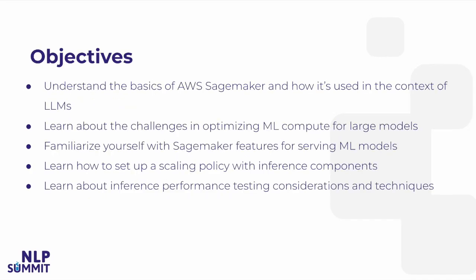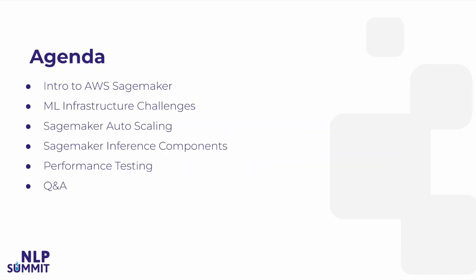The objectives for today are to understand the basics of AWS SageMaker and how it's used in the context of LLMs, learn about the challenges in optimizing ML compute for large models, familiarize yourself with SageMaker features for serving ML models, learn how to set up a scaling policy with inference components, and learn about inference performance testing considerations and techniques. And for the agenda, we're going to go over an introduction to SageMaker, talk about ML infrastructure challenges, see how SageMaker auto-scaling and inference components can help us deal with some of these challenges, touch on performance testing in the context of LLMs, and then end with some Q&A.